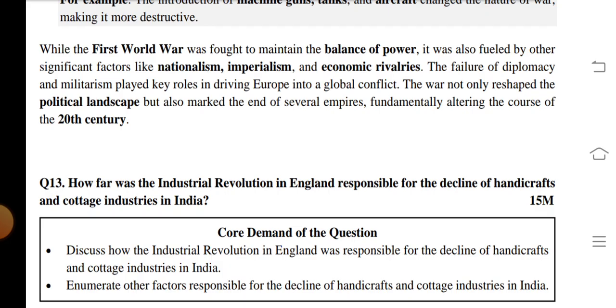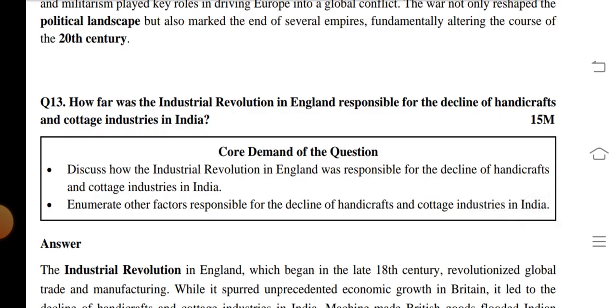Question number 13. How was the Industrial Revolution in England responsible for the decline of handicraft and cottage industries in India? Core demands of the question: Discuss how the Industrial Revolution in England was responsible for the decline of handicraft and cottage industries in India. Enumerate other factors responsible for the decline of handicraft and cottage industries in India.